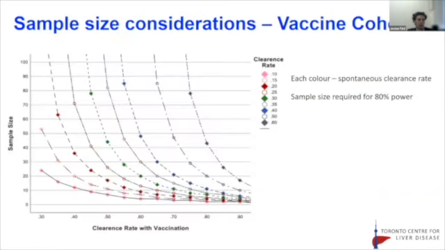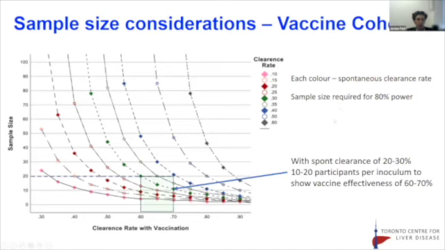So if you look at this, this is a bit of a complex figure, but just to show you, this is the sample size we would require. This is the estimated clearance rate without vaccination. With vaccination, and each of these lines with the different color squares represents the clearance rate without vaccination, so the spontaneous clearance rate. And this is estimated to give us 80% power.